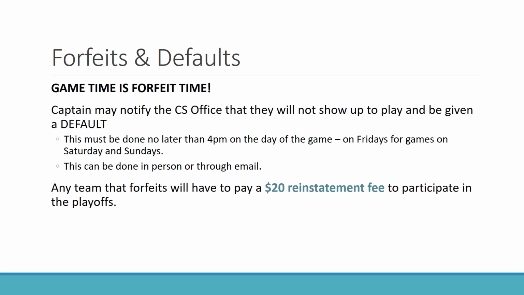Once again, game time is forfeit time, but you can default from games if you know that you will not be there. In order to default, the captain can notify us by 4 p.m. the day of your game, or by 4 p.m. on Fridays if you have a Sunday game. You can do this in person or through email. It's important to note that we do not accept defaults over the phone. If your team does forfeit a game and you are in a competitive league, you will need to pay a $20 reinstatement fee by the day before the bracket selection in order to participate in the playoffs.